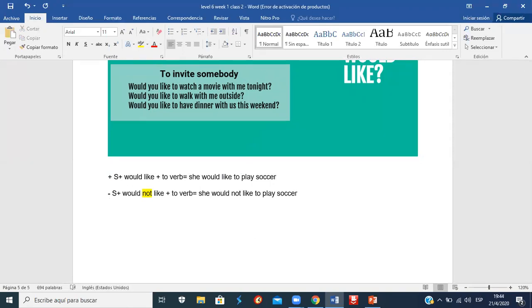As well, when we refer to an interrogative statement, we start with "would," then we have the subject, then "like," "to" with the verb, plus the complement. So in this case, if I want to ask this question, it would be, would you like to play soccer? And in this way, I am asking the question. So it's very common when we refer to preferences, as I said, or inviting, offering.